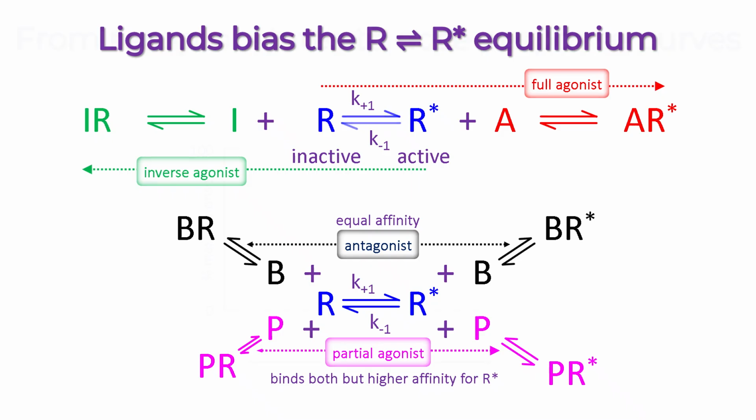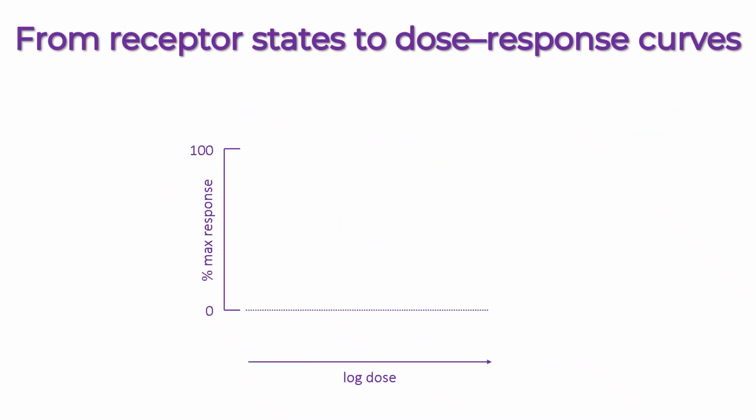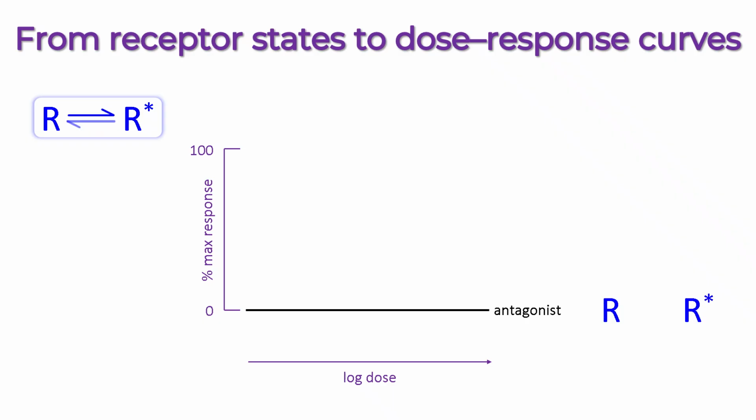We can now bring these ideas together. The same two-state equilibrium is present throughout. What changes is how different ligands bias it. We'll start with an antagonist. Antagonists bind the receptor but do not favour either state. The equilibrium between R and R star is unchanged. As a result, there is no intrinsic activity.